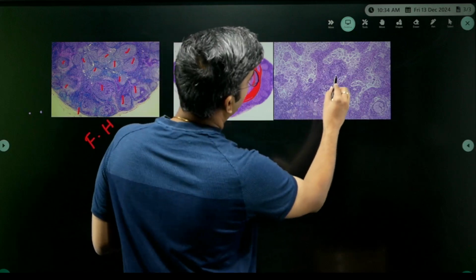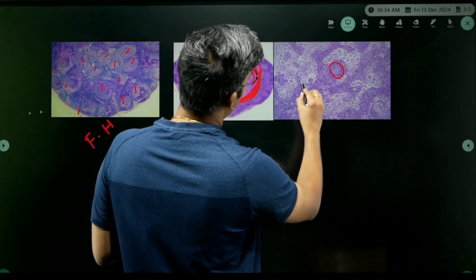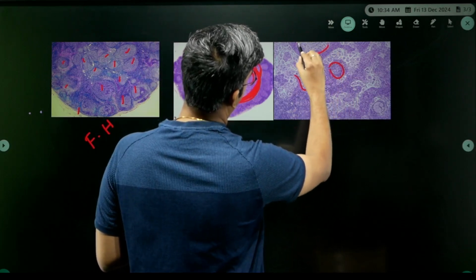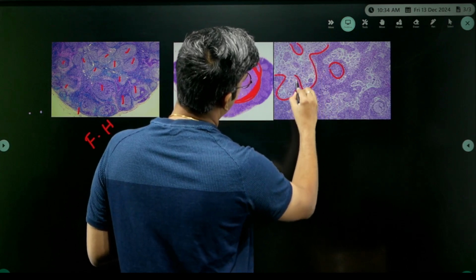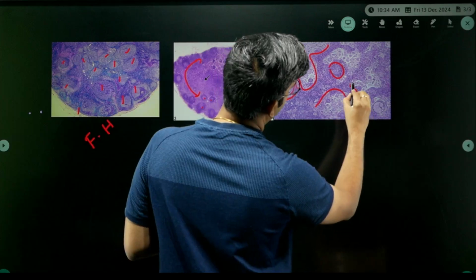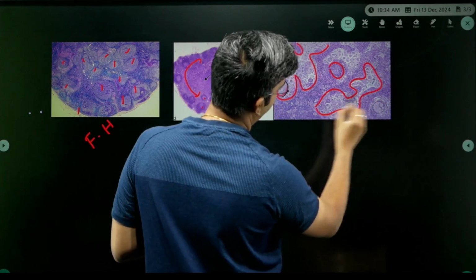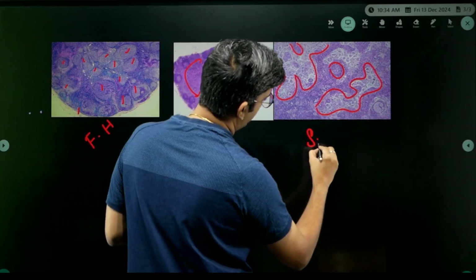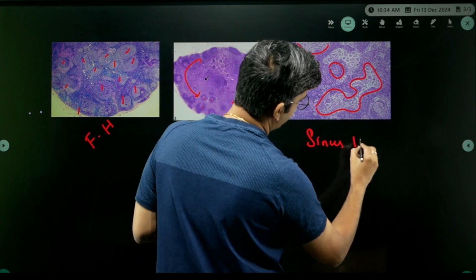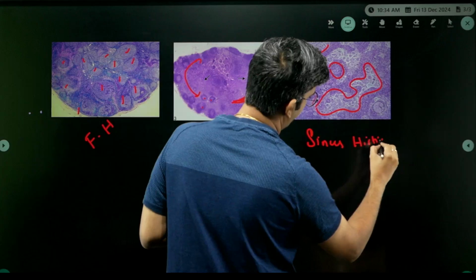Here, this is my follicle here. So what's becoming big here is the sinuses. Right? There's a sinus which is becoming big here. That's my sinus histiocytosis, right? This is from ASH, the American Society of Hematology, right? This is a classical case of sinus histiocytosis, right?